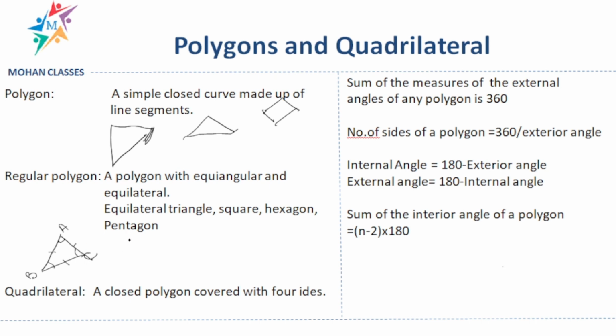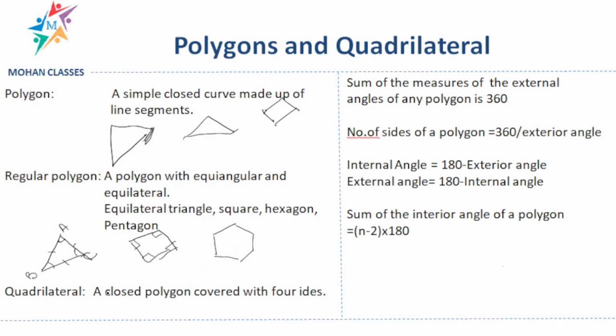Similarly, what about a square? A square has all four sides equal, as well as all angles equal. What is the angle of a square? It is 90 degrees. So, a square is a regular polygon. Similarly, a hexagon. How many sides will a hexagon have? Six sides, right? This is a hexagon. So, this is also a regular polygon.